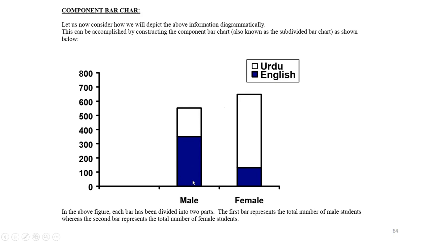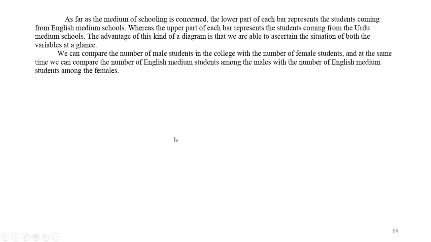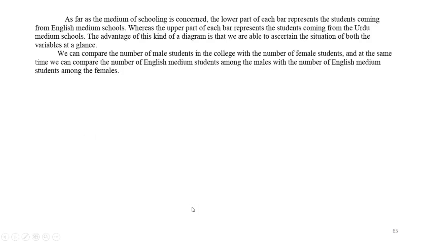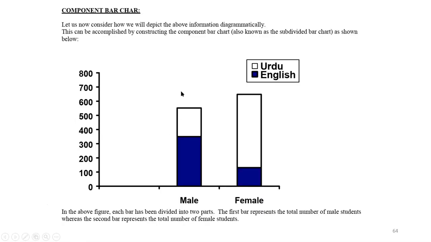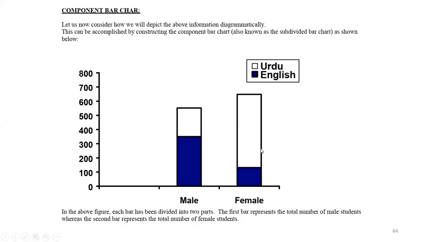Okay, this is male, this is female, and you can see here that the male students coming from English medium schools are 350, and the remaining are male students coming from Urdu, 202. Add them up and you will get the total figure, 552 here. This is how you will see that the numbers shown in this bar are male and female students. Blue color shows the students coming from the English medium, and white shows the students coming from the Urdu medium.